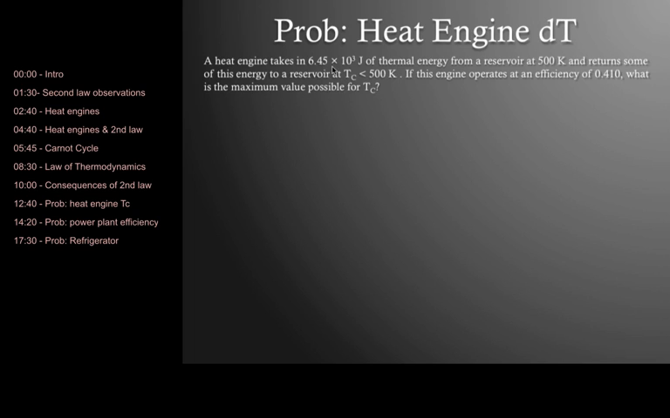A heat engine takes in some amount of thermal energy from a reservoir that's at 500 K, and then we want to return some of this energy. So if we draw this out, we have something at 500 K up here. We bring in some amount of heat energy, do some process on it, and dump some out into a cold temperature reservoir, but we don't know what this is. And then we do some amount of work. If this engine operates at an efficiency of 0.41, what is the biggest that we can make TC?